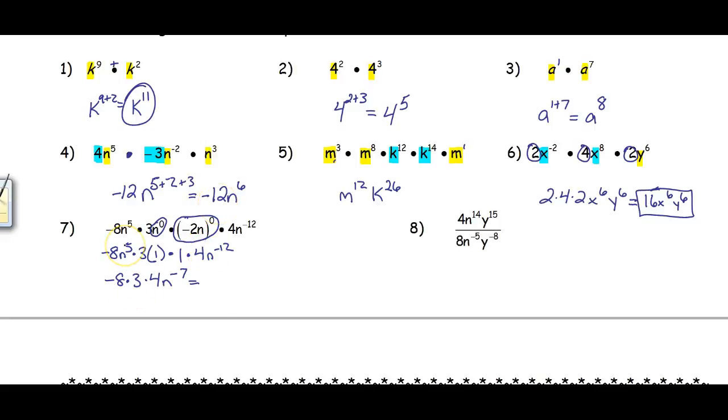So you're going to get here negative 32. No, I'm sorry. You have negative 8 times 3 times 4. You're going to get negative 96, n to the negative 7th. And remember, we cannot have n to the negative 7th because it has a negative exponent. So we're going to move this to the denominator. Your final answer is negative 96 over n to the 7th.